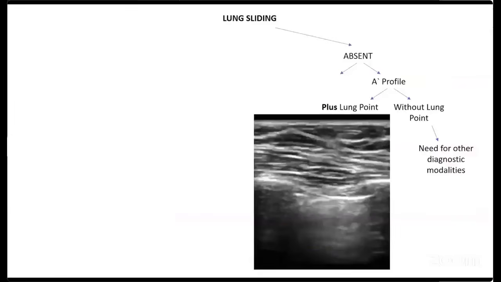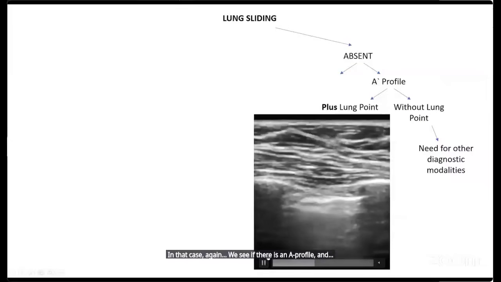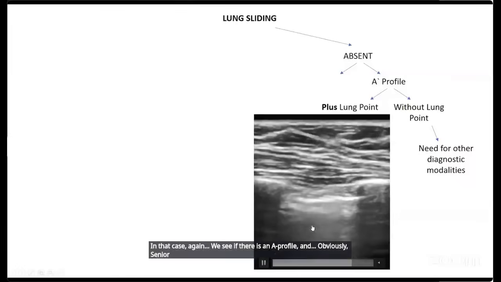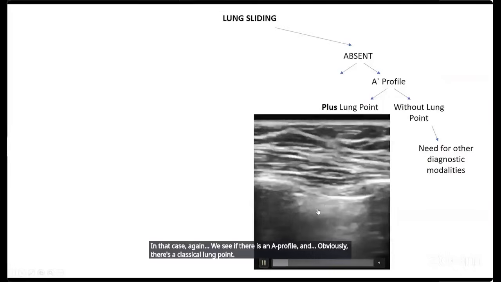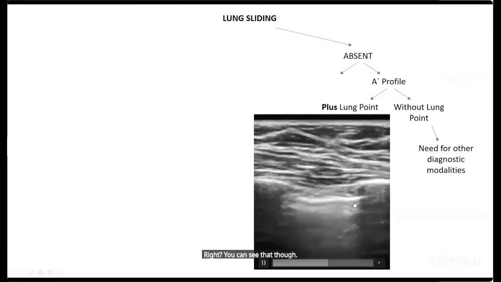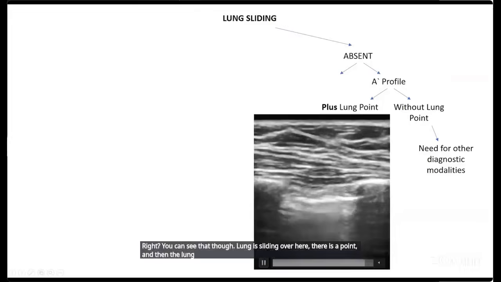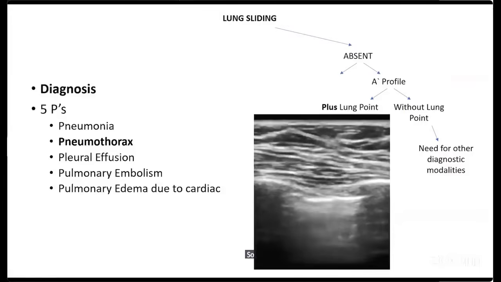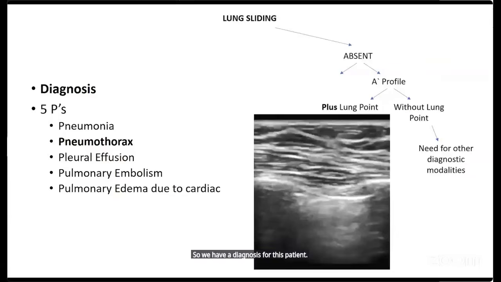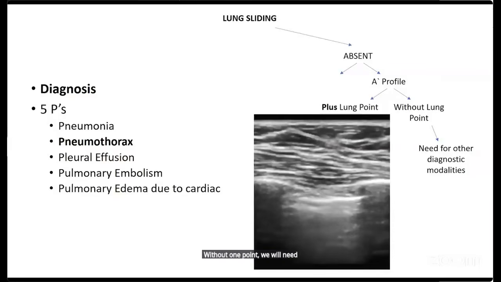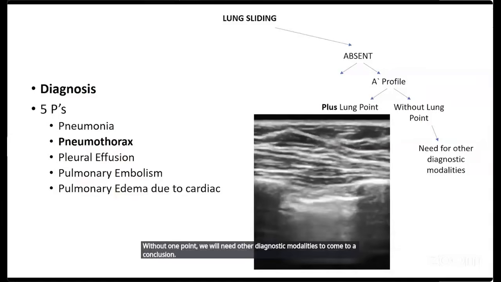Now, moving on to the situation where lung sliding is absent. In that case, again, we see if there is an A profile, and what we're seeing here is a classical lung point, right? You can see that the lung is sliding over here. There is a point, and then the lung is not sliding over here. So we have a diagnosis for this patient. It is a case of pneumothorax. Without a lung point, we will need other diagnostic modalities to come to a conclusion.